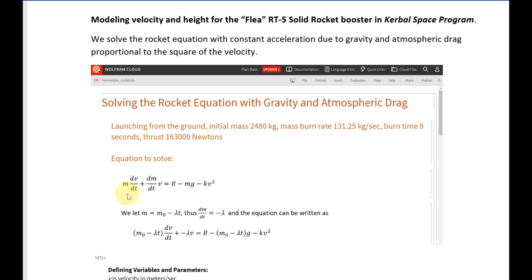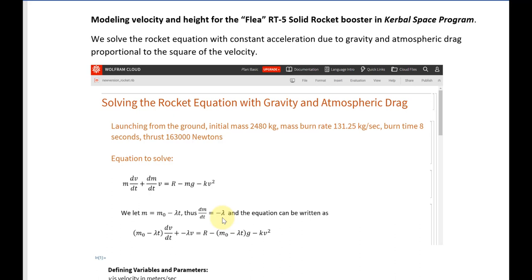This is the change in the momentum over time equal to the sum of all the forces. R is the thrust, M is the mass that changes, G is the constant acceleration due to gravity, K is a coefficient of drag, V is the velocity, and this is a term that represents the increasing drag as it gets faster and faster. Now, if the fuel is burned at a constant rate, then the mass starts at some initial mass and drops off at a constant rate given by this lambda. So lambda would be this 131.25. The change in mass over time is just negative 131.25. It's negative lambda. That's the derivative of the mass over time.